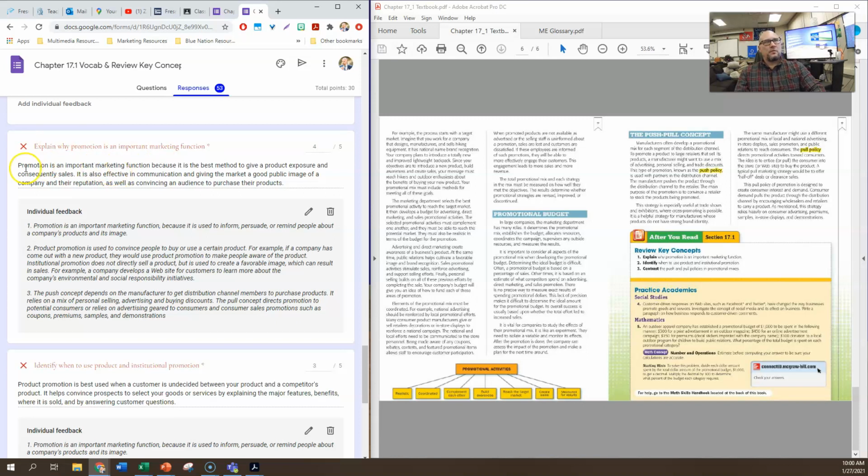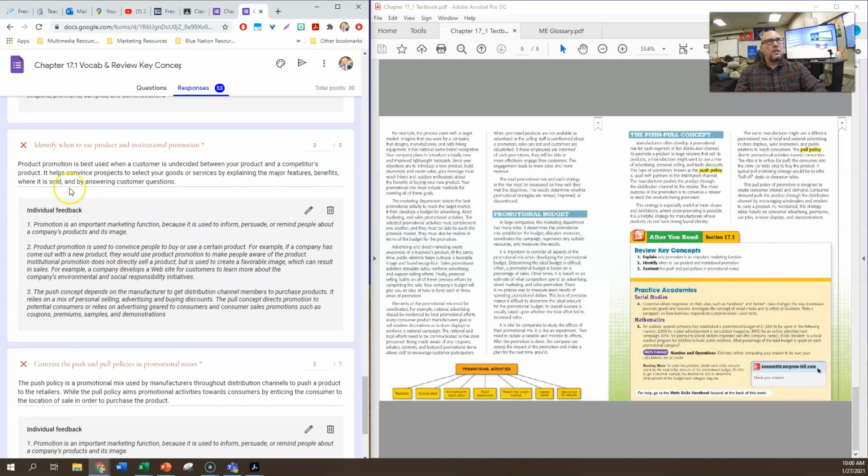This person said promotion is an important marketing function because it is the best method to give a product exposure and consequently sales. It is also effective in communication, giving the market a good public image of a company and their reputation, as well as convincing an audience to purchase their product. Basically I'm looking for the keywords inform, persuade, and remind people about a company's products. So if you used any of those words and used complete sentences, you're going to do well. 4 out of 5 right here.